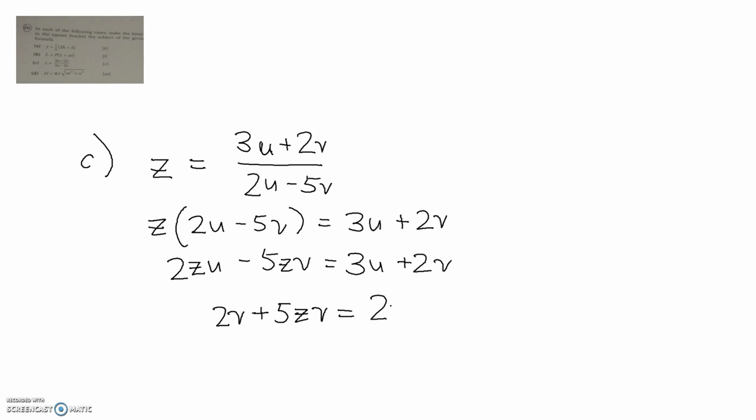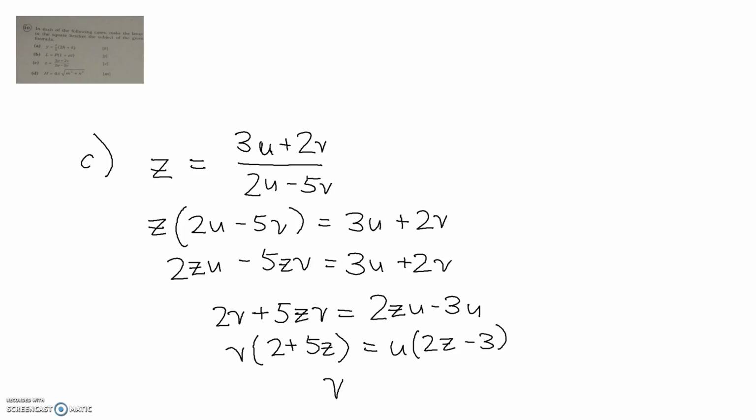equals to 2zu minus 3u. And what we want is to factorize the v out. So we take v, and what we're left with is 2 plus 5z. And on the right hand side, you can also factorize out, you see that u is common, right? So you can also factorize out u, bracket 2z minus 3.